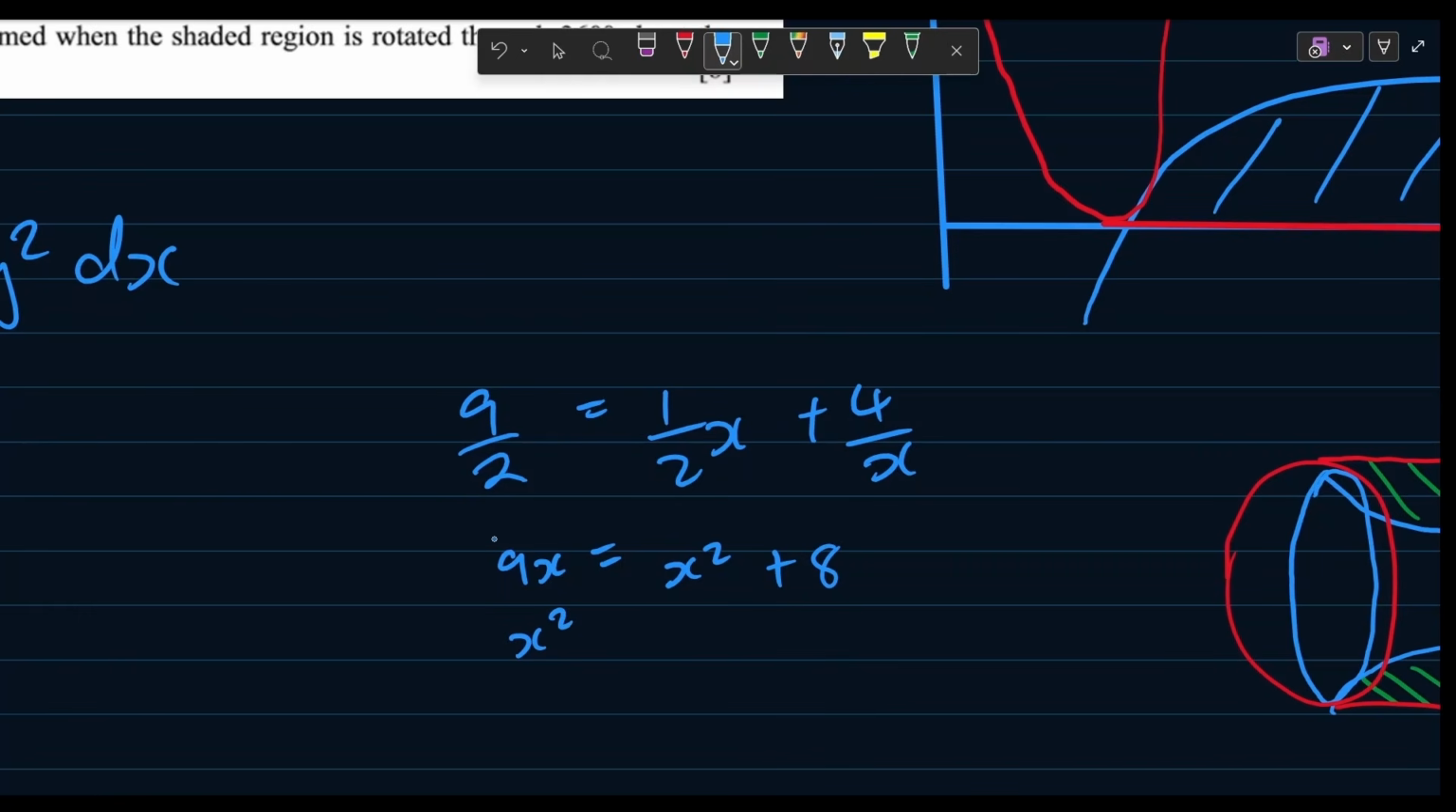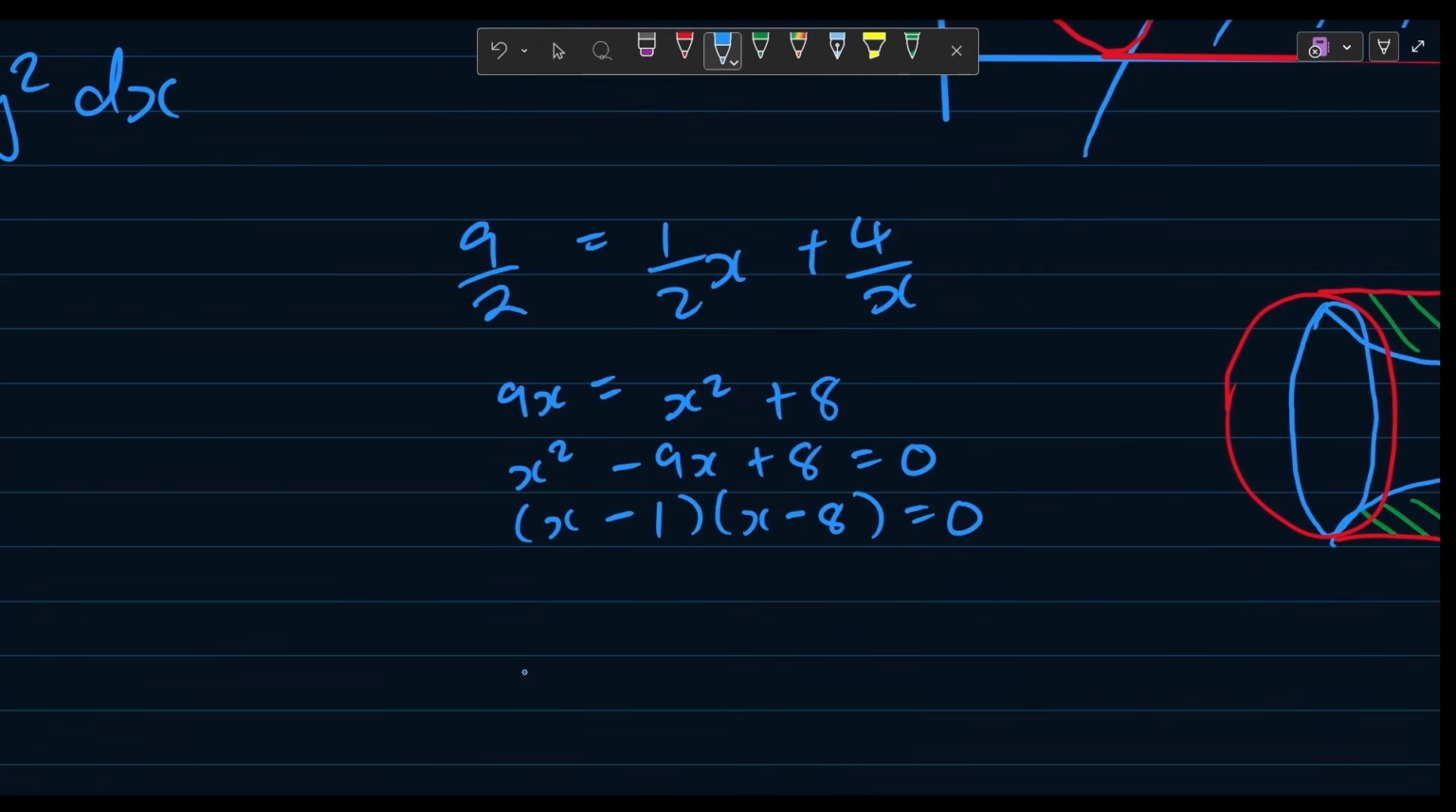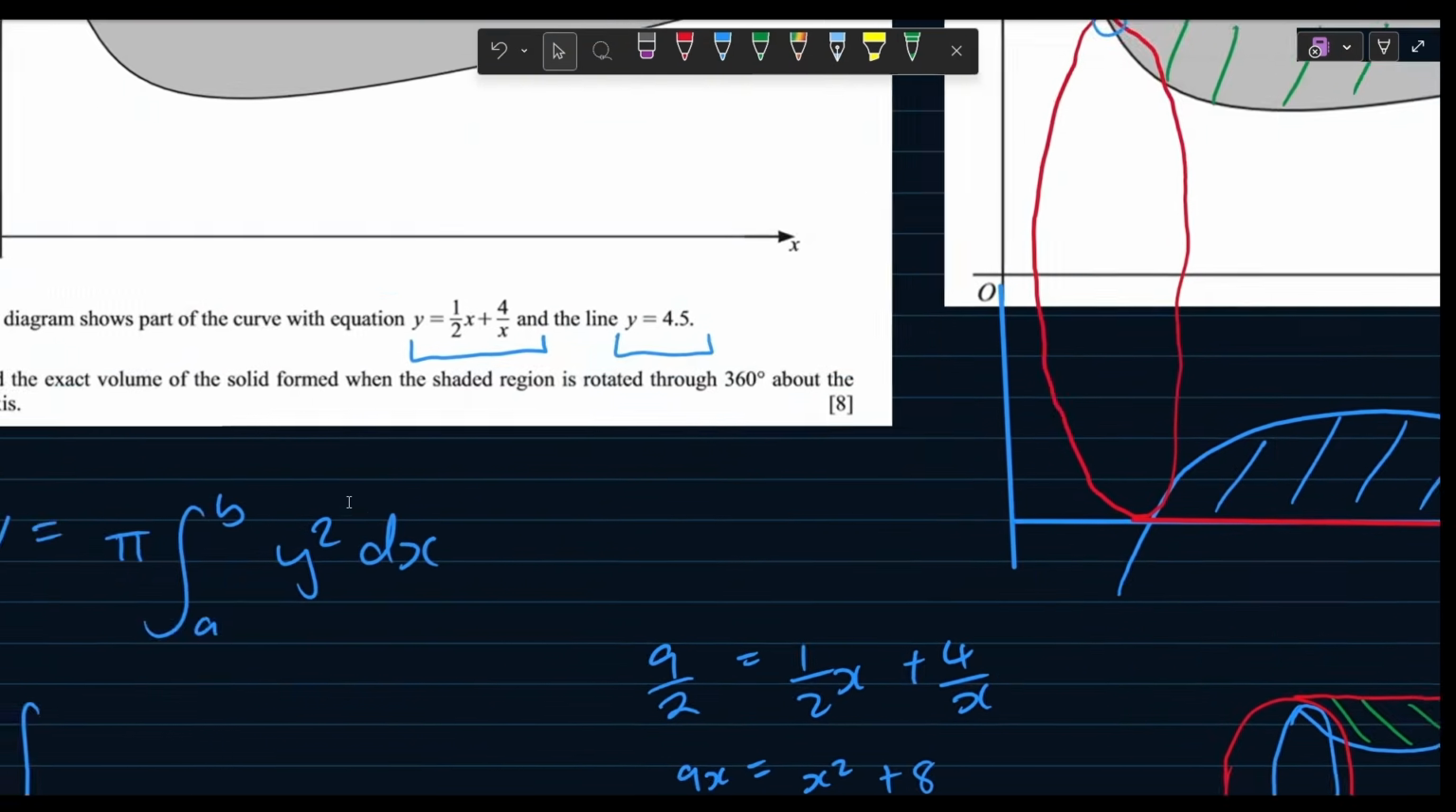So I've got x squared, take the 9x to the right, negative 9x, plus 8, and this is all equal to 0. Can we factorize this? I really hope we can, because if we can't, then what are we doing? Factors of 8 that add up to negative 9: that's going to be negative 8, negative 1. So either x is 1 or x is 8. There's our side quest done.